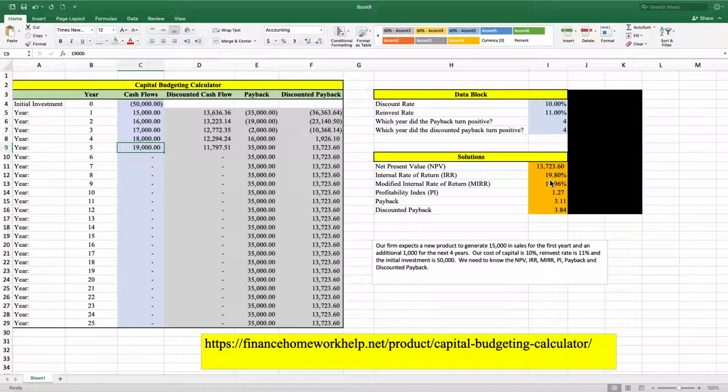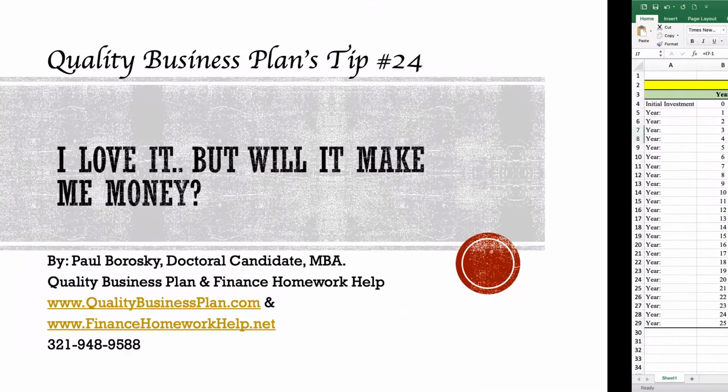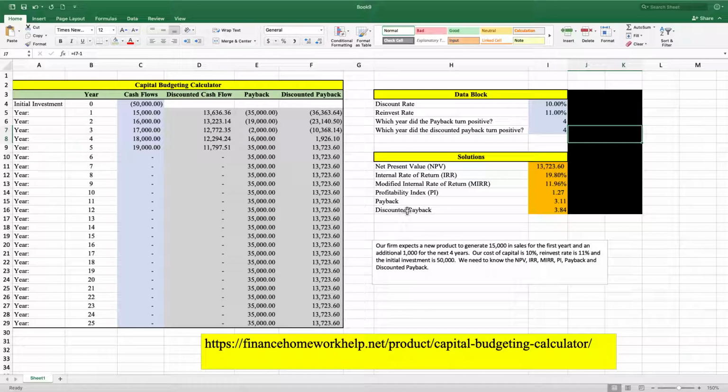Also, the internal rate of return is 19.8%. And since this is higher than the discount rate, this again tells us that this product or this service is going to make money. And then for the payback and the discounted payback right here, this tells us that the initial money spent of $50,000 will be paid back to the company in approximately 3.1 years. And taking into consideration the discount rate, the money paid back will be in 3.84 years.